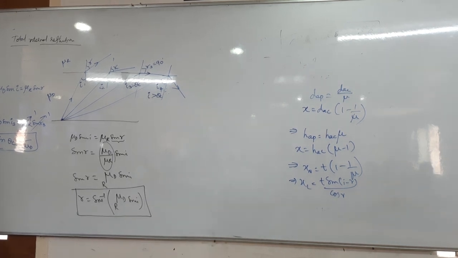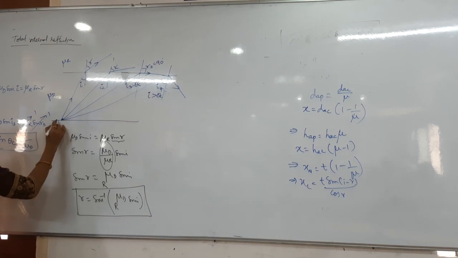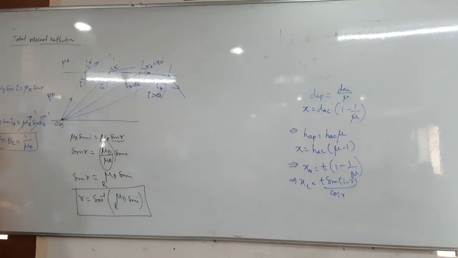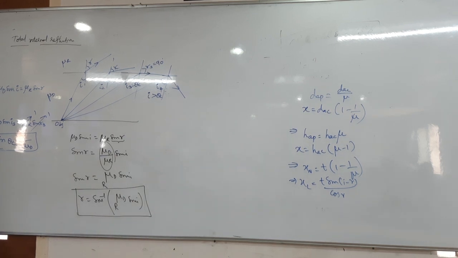For total internal reflection, the source object should be in the denser medium only.